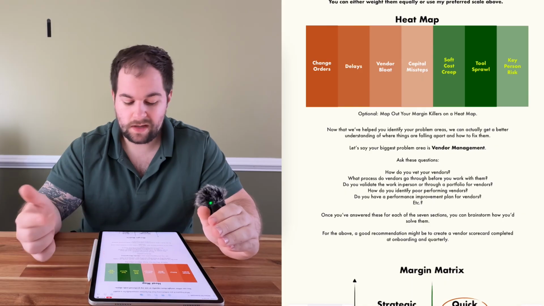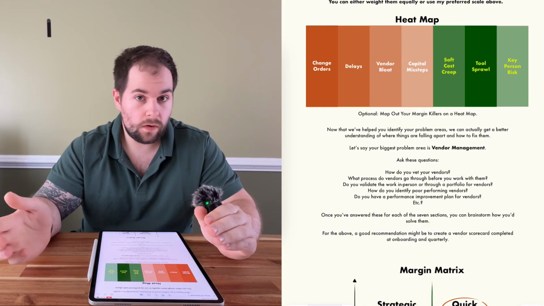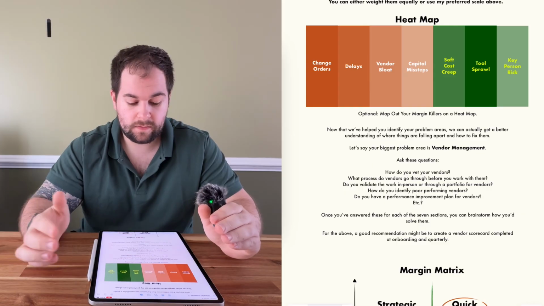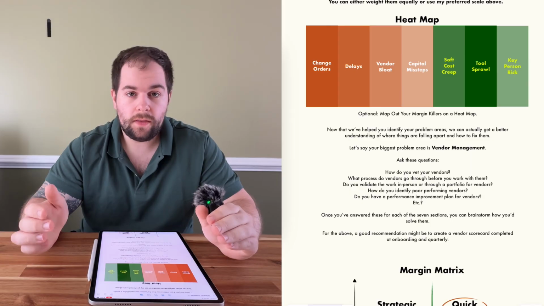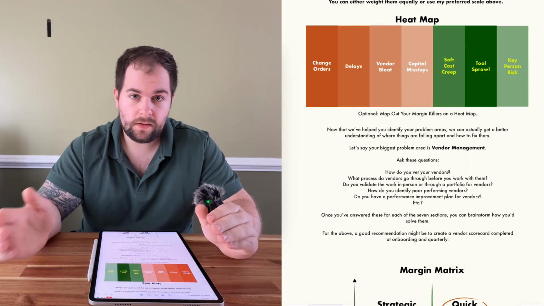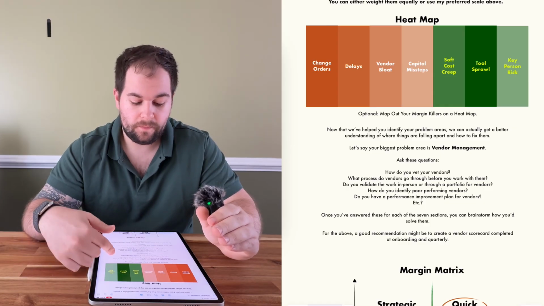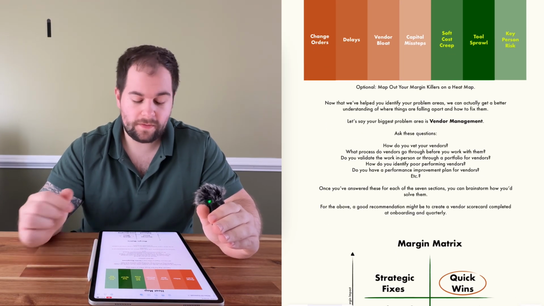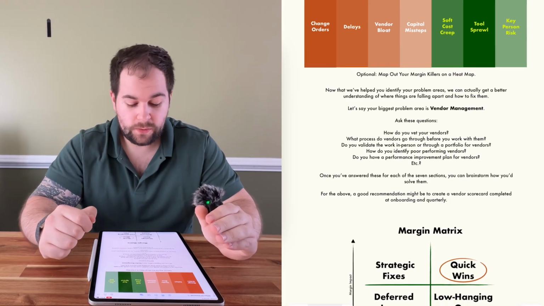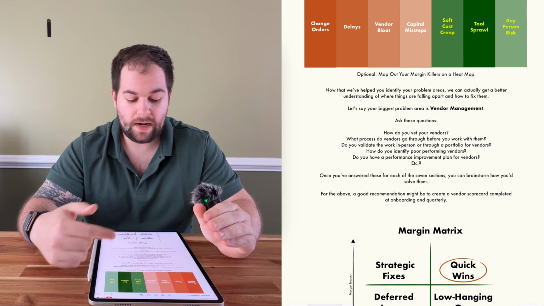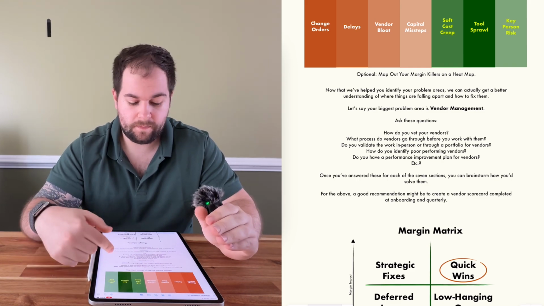Next, this is an optional portion. You can lay it out on a heat map to see what your worst areas are compared to your best areas. There's no reason to necessarily work on those green areas right away. You can deprioritize those areas in comparison to the red. Just a way to visualize what's going on. So now that I've helped you identify your problem areas, we can get a better understanding of where things are falling apart and how to fix them.